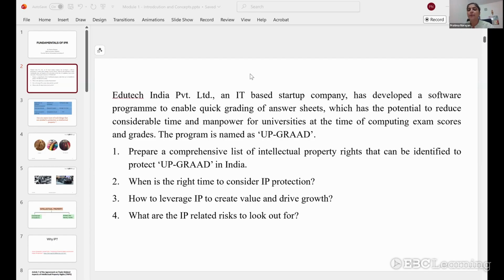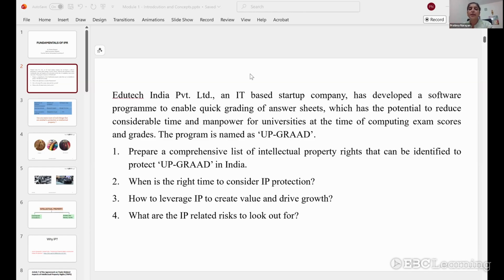How to leverage IP? Yes, to keep a check on the competition. Very good. Yes, you create value, you drive growth. The value, if there is an economic value at all that you want to create, you create it by licensing and getting royalties on the IP. Good. Very good. And any other thoughts, any other answers?